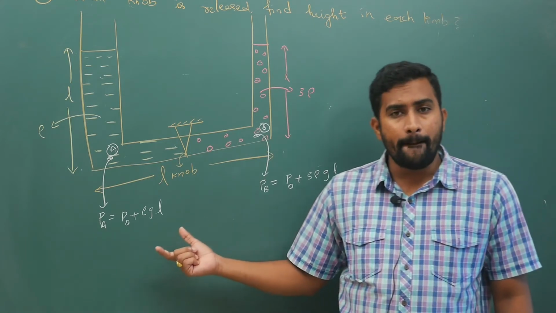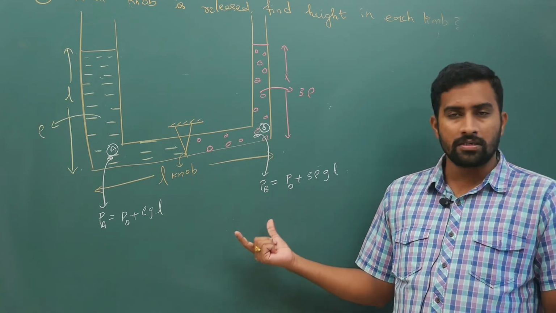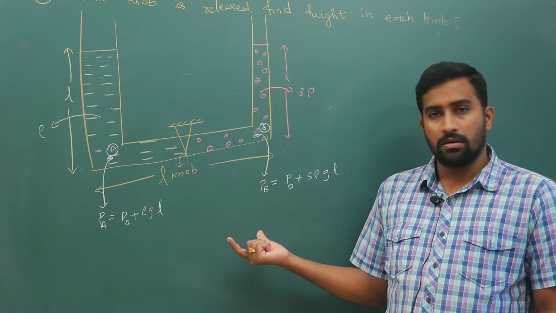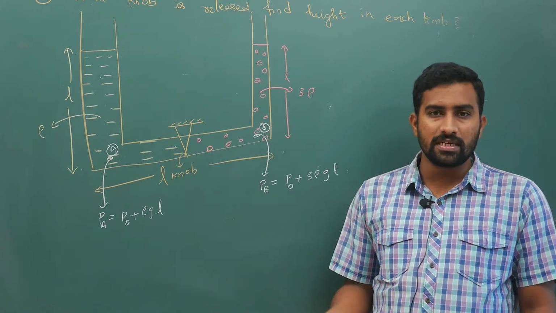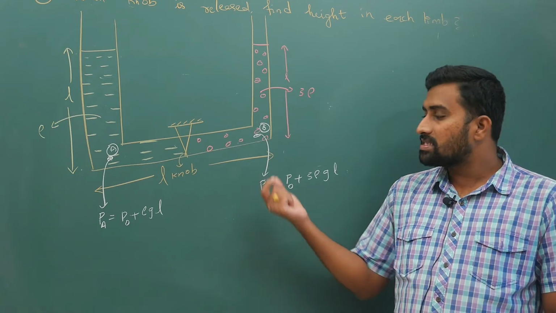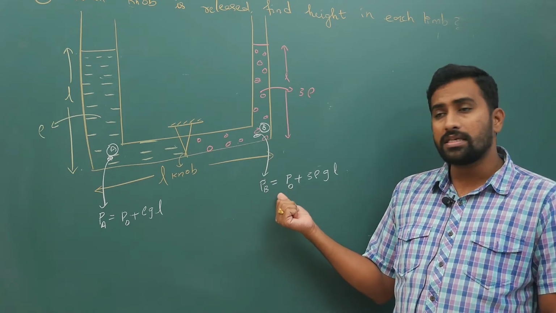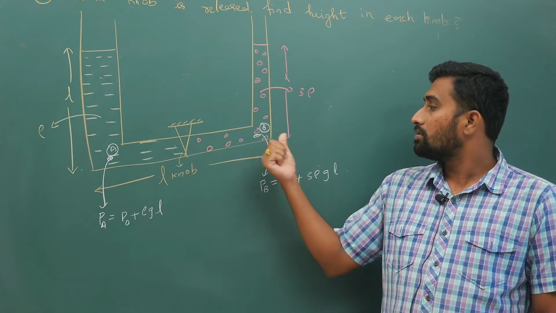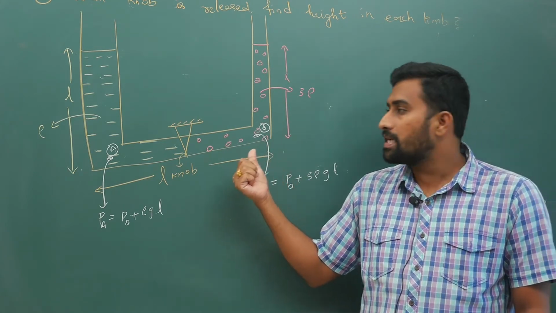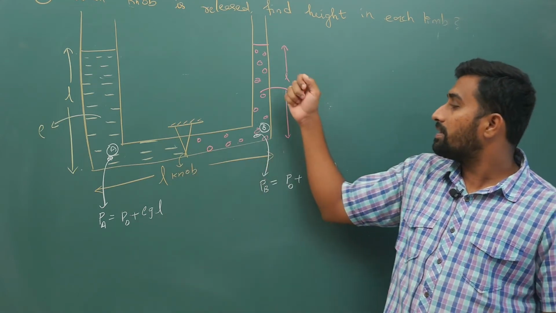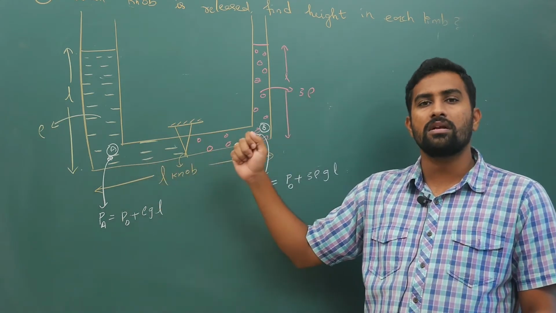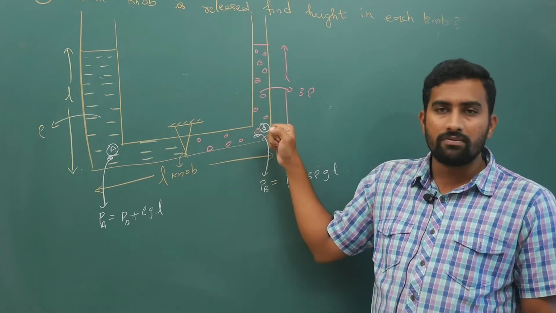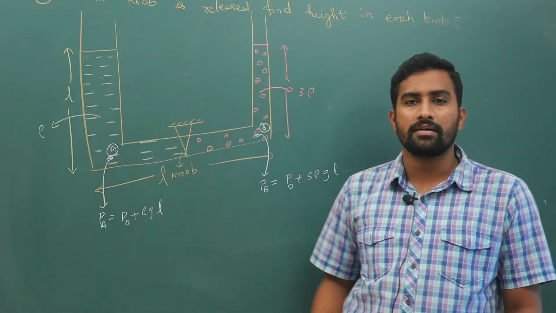Now when the pressures are not the same, because of the pressure difference, liquid will flow. Which side is the pressure more? Your pressure is more at B. Looking at this expression, we can clearly infer that the pressure at B is more. When pressure at B is more, the liquid will push this side. Liquid flows from high pressure region to low pressure region. This side liquid level will drop, that side liquid level will rise.